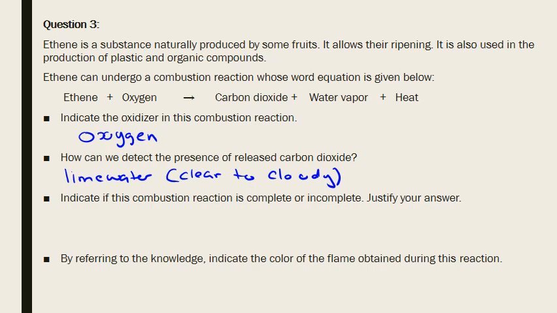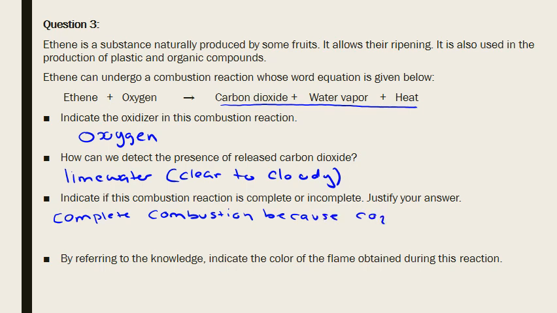Indicate if this combustion reaction is complete or incomplete. Justify your answer. So this is a complete combustion. Why? It's because it gave us carbon dioxide plus water vapor plus heat. If it's incomplete combustion, only carbon and water are formed. So this is complete combustion, because carbon dioxide and water were formed, or are the products.